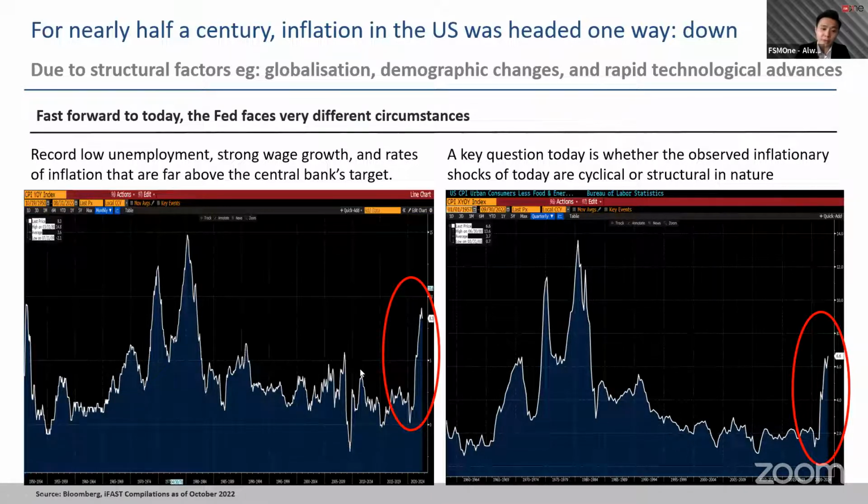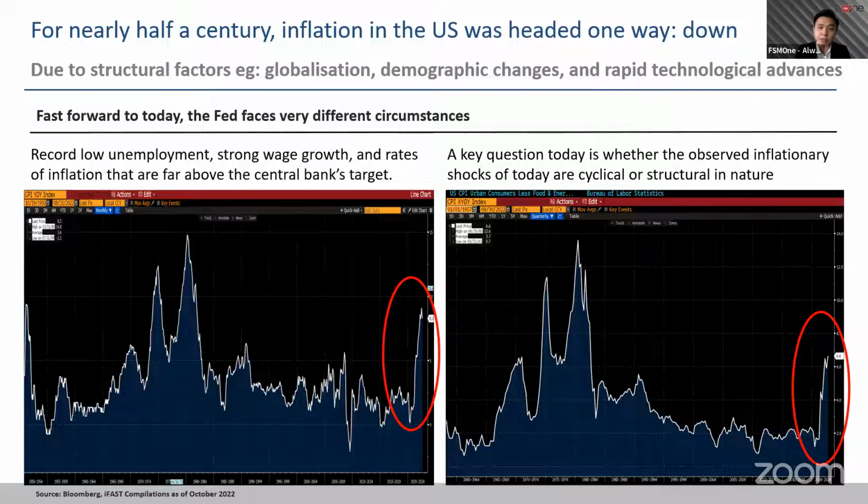Looking at where inflation stands today, it is at around 8.2%, and it's also at a 40-year high. And this inflationary pressure doesn't just face the US only. It applies to the rest of the world as well, as central banks around the world are fighting to tame inflation down.